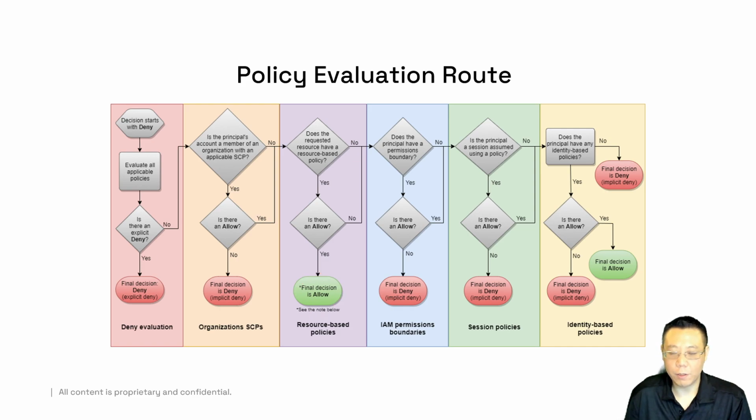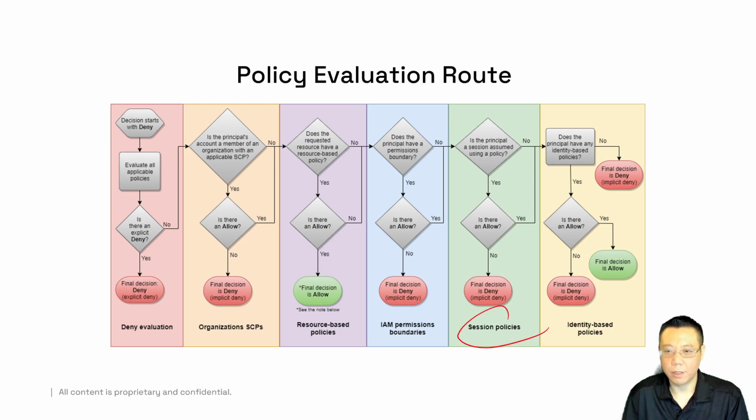Now, if there's no resource-based policy attached at all, it's going to go into the IAM permission boundaries, right? What's my maximum capability of the principal? So if my maximum capability of the principal includes me using EC2 in a certain way, and if there's an allow for that, then yes, keep going. If not, if there's no explicit allow, then the final decision is again deny, because implicit deny.